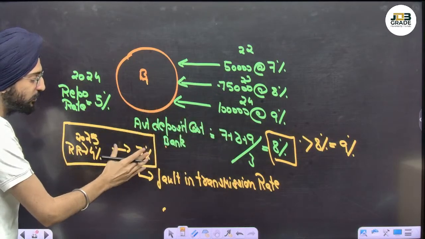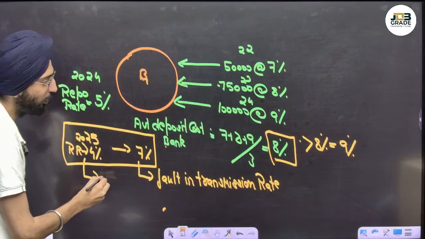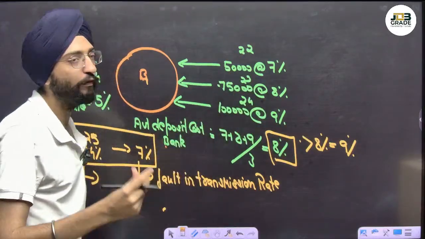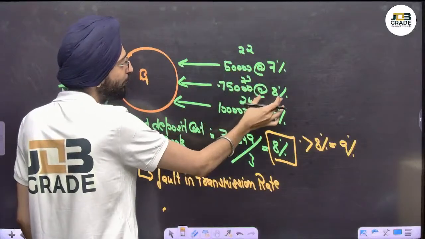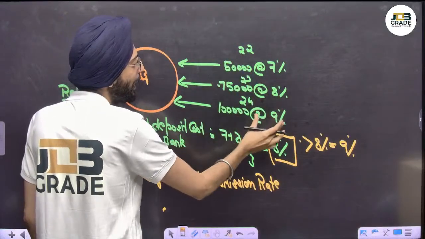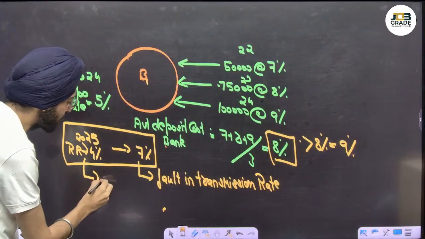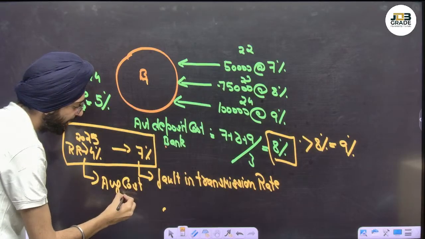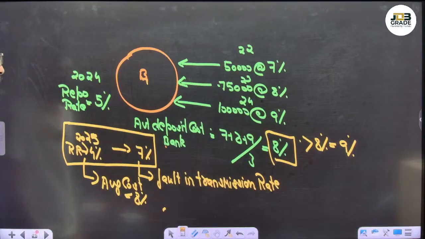But sir, the bank is still bearing the cost of its previous deposits. It has to pay 7% on these 50,000, 8% on these 75,000, and 9% on this 1 lakh amount. Again, the average cost for the bank is still 8%.